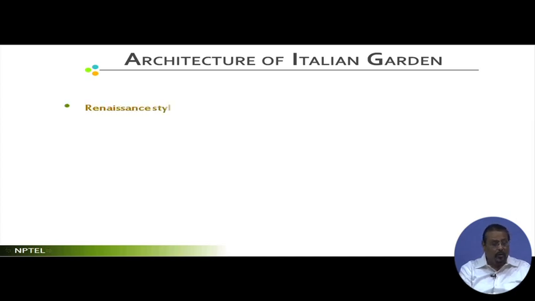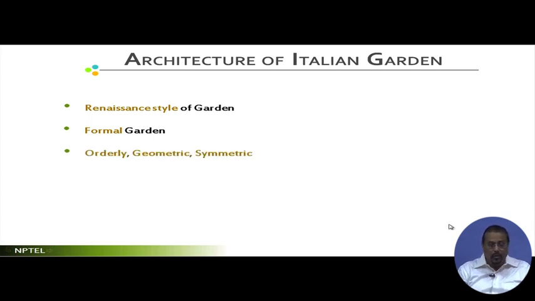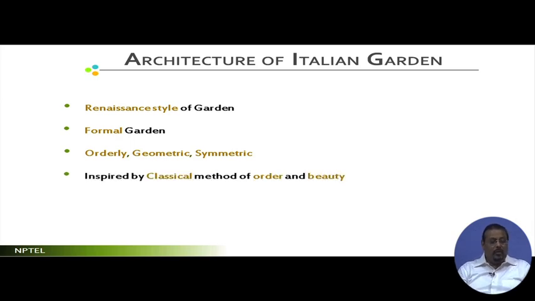What is the architecture kind? Here when I am discussing the architecture of the Italian garden, basically I am talking about the architectural styles which got embedded in the garden. I am not discussing the architectural elements. I am discussing the architectural styles which almost got represented or cloned within the garden. It's a Renaissance style of garden, very formal, very, very formal, orderly, geometric, symmetric, inspired by the classical method of order and beauty.